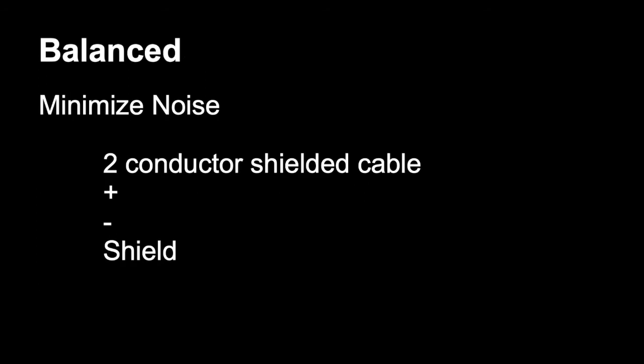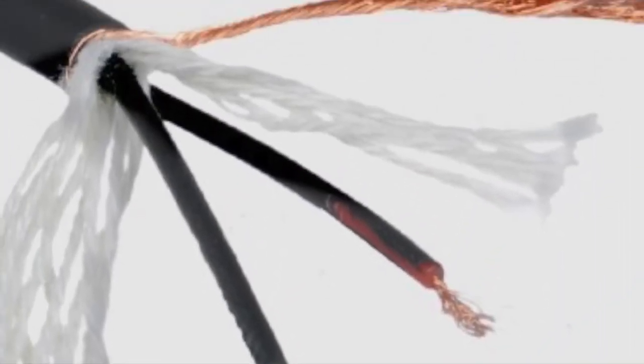We get to balanced cables. Now we have our plus, we have our minus, and then we have our ground or our shield. So we have our hot, our cold, and then our shield.